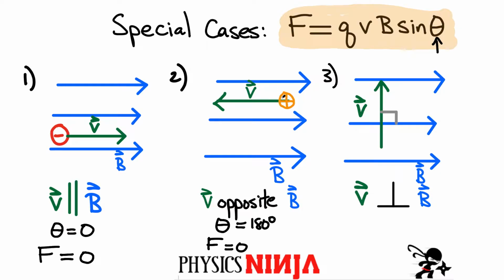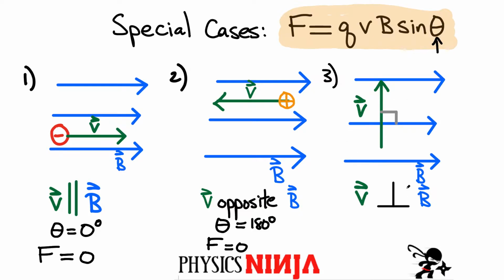It doesn't matter how big the charge is. It doesn't matter how big the velocity is. It doesn't matter how big the field is. If the angle is 180 degrees or if the angle is 0, it's simply not going to have any forces acting on it, or magnetic force acting on it.